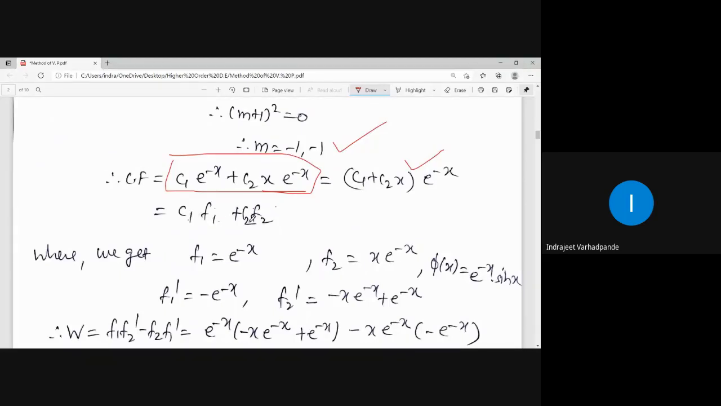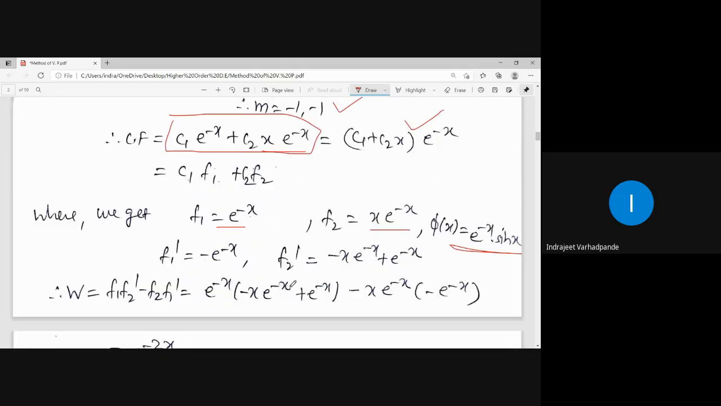So comparing with c1 f1 plus c2 f2, I get the value of f1 as e to the power minus x, f2 as x e to the power minus x. Phi of x is the RHS of the given differential equation, e to the power minus x into sin x. What is f1 dash? f1 dash is minus e to the power minus x. What is f2 dash? f2 dash is the derivative of this product. Product rule is applicable: first into derivative of the second plus second into derivative of the first.